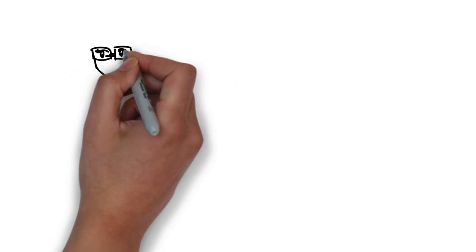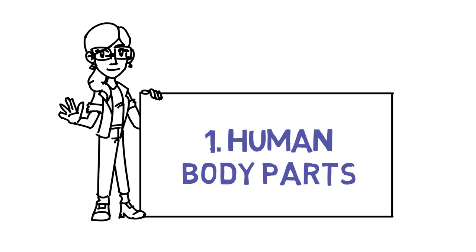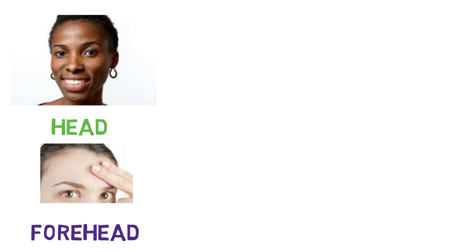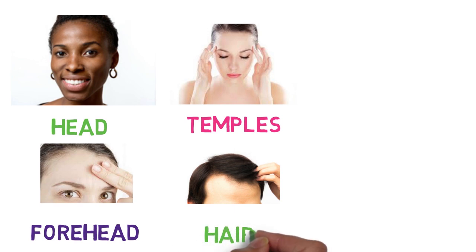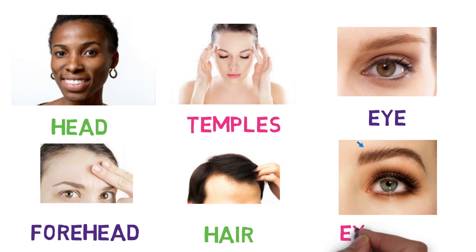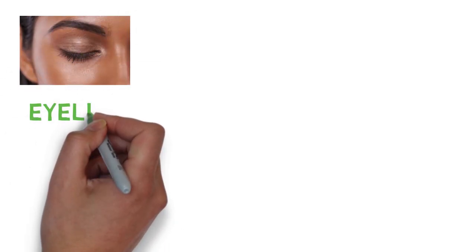Vocabulary on the human. 1. Human body parts. Head. Forehead. Temples. Hair. Eye. Eyebrow. Eyelid. Eyelash.